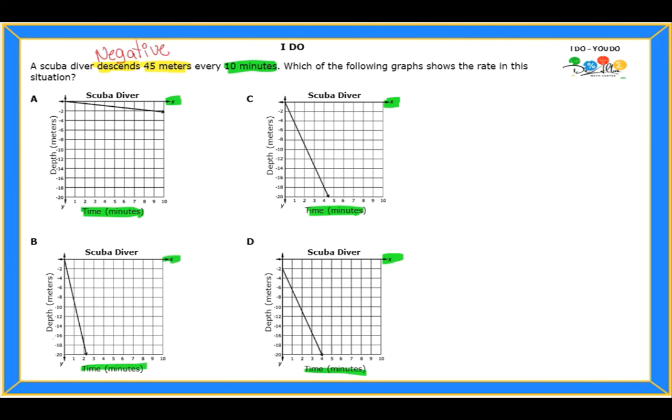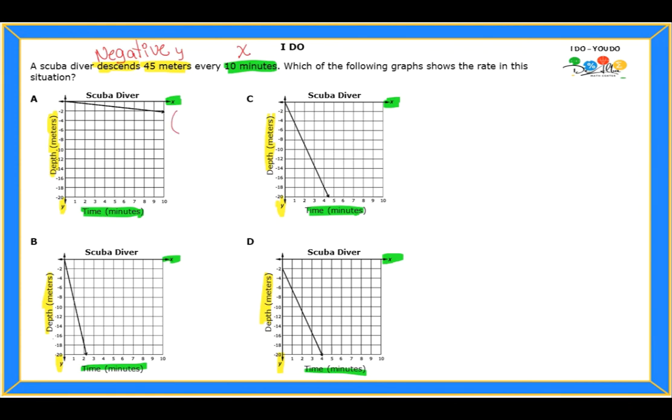And how much he's descending is gonna be the Y, because it's talking about how deep the person is going, right? How deep he is actually going underwater, and that's my Y value. So what I want to do next, I want to write the labels in here. So the meters is the Y, and the minutes is the X.